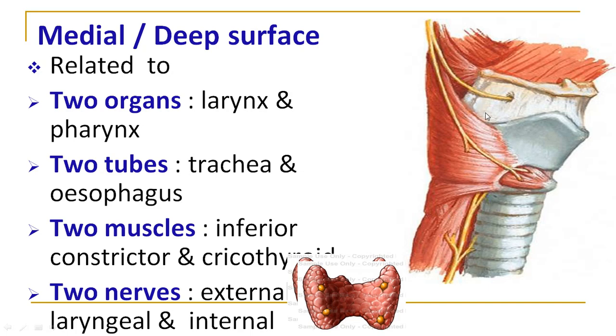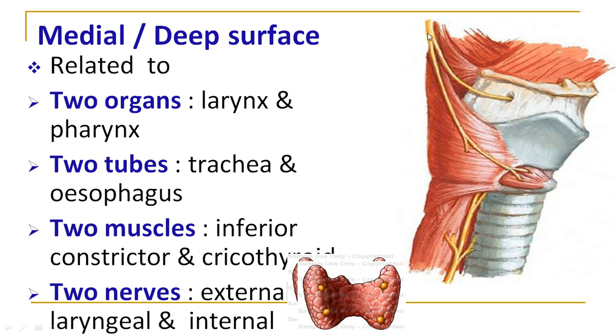So the two tubes are windpipe and foodpipe. The two muscles are, one muscle belongs to the pharynx whereas the other belongs to the larynx. So this is the muscle of the pharynx, which is called the inferior constrictor muscle of the pharynx, whereas this one is the cricothyroid. If I want to raise my voice, I use the cricothyroid. This is the muscle of the larynx.